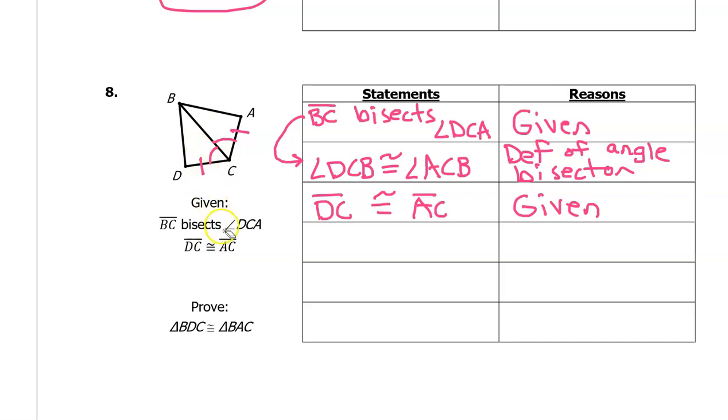We only have 2 pieces of information. We need 3. Is there anything we can mark automatically? The shared side. Boom! That's going to be congruent for both triangles automatically. So the way we record that as a statement is segment BC, the shared side, is congruent to segment BC. It's congruent to itself. Whenever you have something congruent to itself, you are talking about the reflexive property.